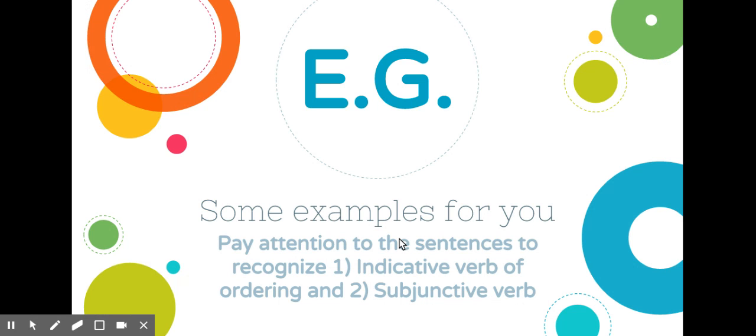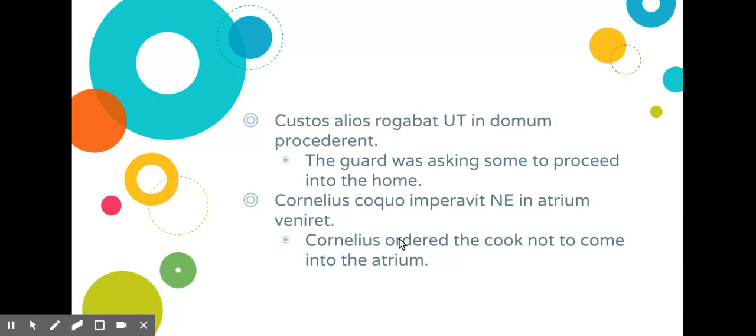Here are some short examples for you. When you see those examples, I want you to pay attention first to the indicative verb that has something to do with ordering or asking, demanding, begging, something of that nature. And then you'll also see a second subjunctive verb in the sentence. The first sentence, custos alios rogabat, ut in domum procederant. The guard was asking some to proceed into the home.